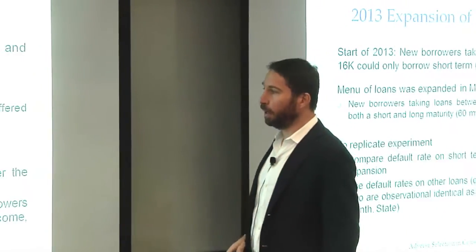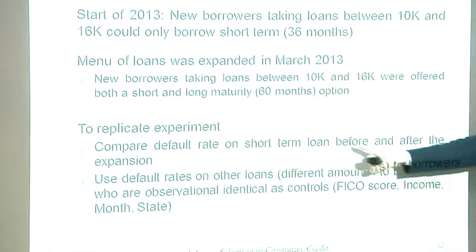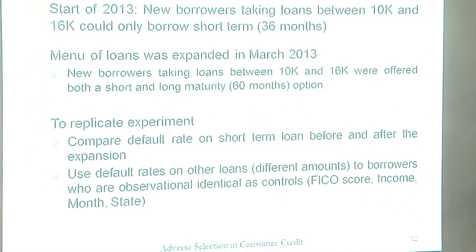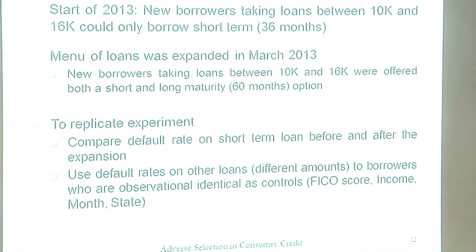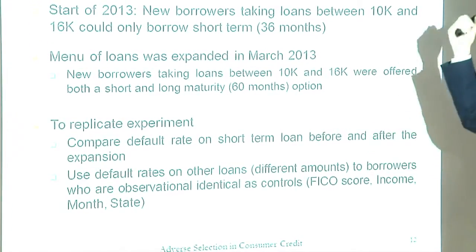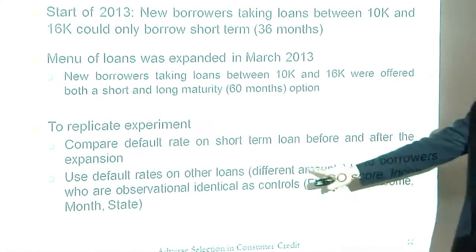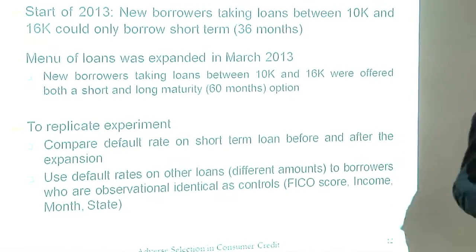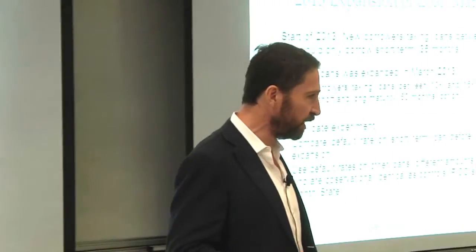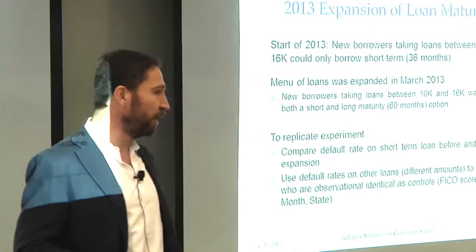To replicate the experiment, we're going to compare the default rate on the people who took the short maturity loan before the expansion and after. After the expansion is like Group B, and before is exactly like Group A. And we're going to compare to the default rates on other loans, i.e. different amounts, to borrowers who are observationally equivalent, have the same FICO scores, and are in the same state in the same month, to pick up anything else that might be driving differences in default rates.